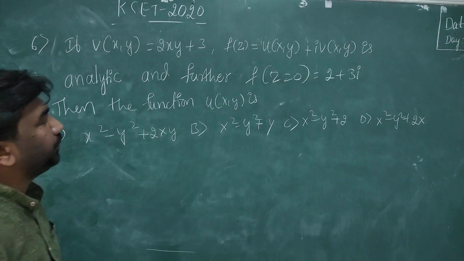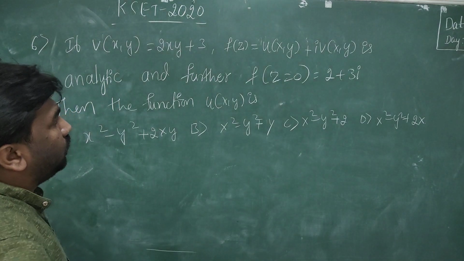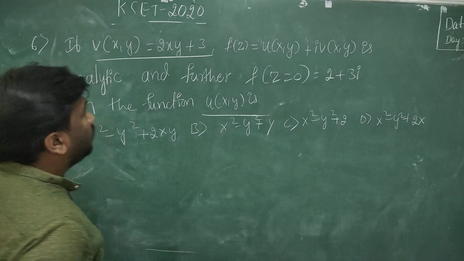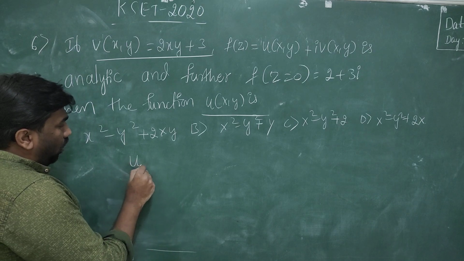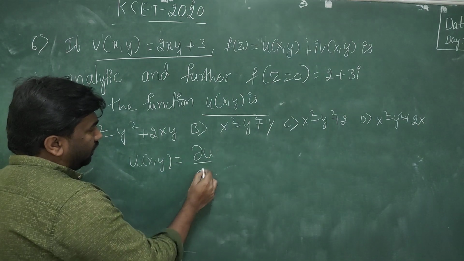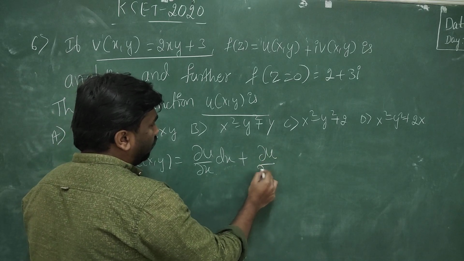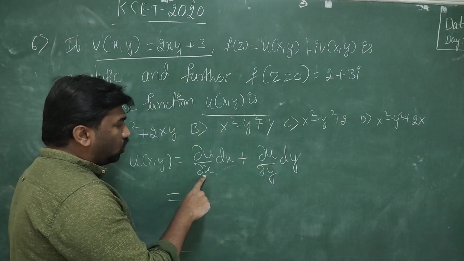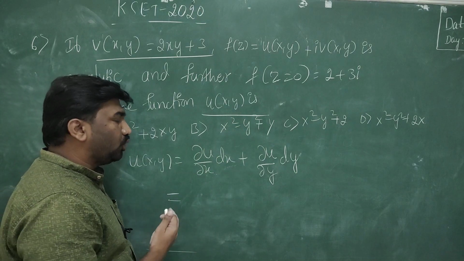So this is a question based on complex analysis. Here v is given, and we have to calculate u. v of x comma y is given and we have to calculate u of x comma y. So du is equal to dou u by dou x into dx plus dou u by dou y into dy. Here there is no u, so that's why we have to convert u into v.